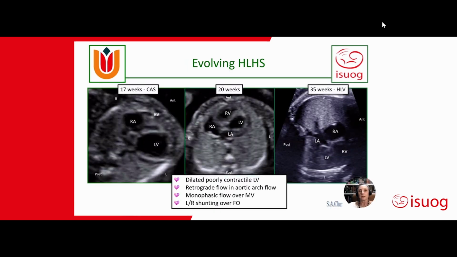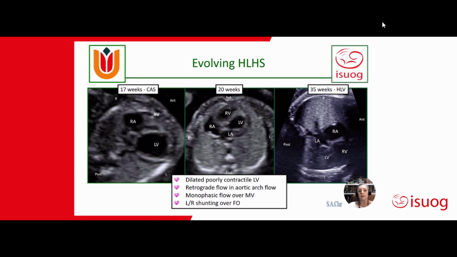These are 3 images taken in the progression of one fetus from dilated left ventricle due to aortic stenosis, ending up with hypoplastic left heart. On the left, we see the starting image at 17 weeks, where there was a dilated, poorly contractile left ventricle with echogenic walls consistent with fibroelastosis. At that stage, there was a retrograde flow in the aortic arch, monophasic flow over the mitral valve, and left to right shunting across the foramen ovale. All warning signs for the imminent development of hypoplastic left heart syndrome.